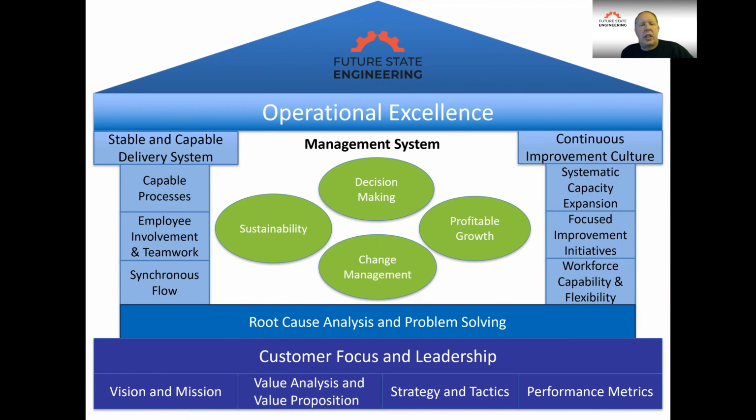In the last session, we talked about what is a stable and capable delivery system. In our House of Operational Excellence, the first pillar is to create that stable and capable delivery system. There's three elements that make up that first pillar. The first one is synchronous flow. The second one is employee involvement and teamwork. And the third one is capable processes. This session, we're going to talk about what is synchronous flow.